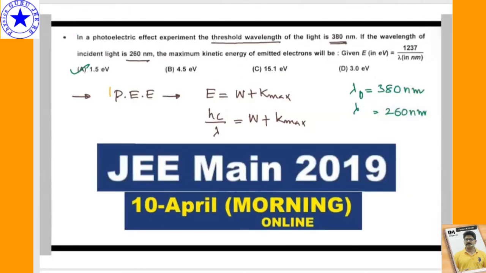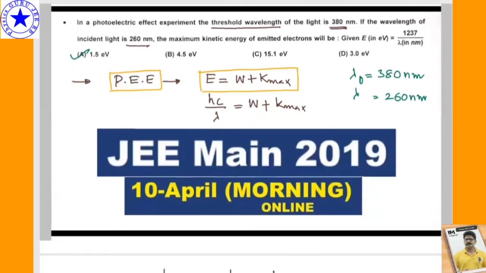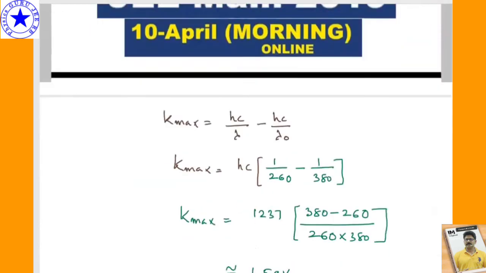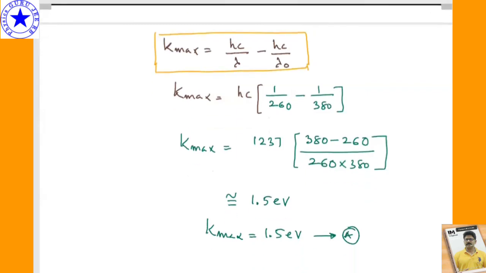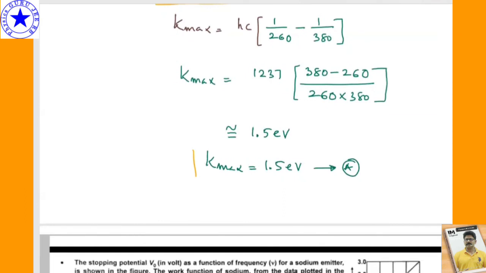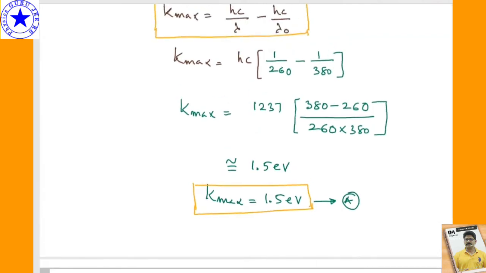First, what I did, I took the photoelectric equation E equals W plus K max, and we want to calculate the maximum kinetic energy. Incident wavelength is given, threshold wavelength is given. For further simplification, K max is equal to hc times 1 by lambda minus 1 by lambda naught. If I take hc as common and calculate, we get K max equals 1.5 electron volts, which matches with option A. Hope this is clear to all.